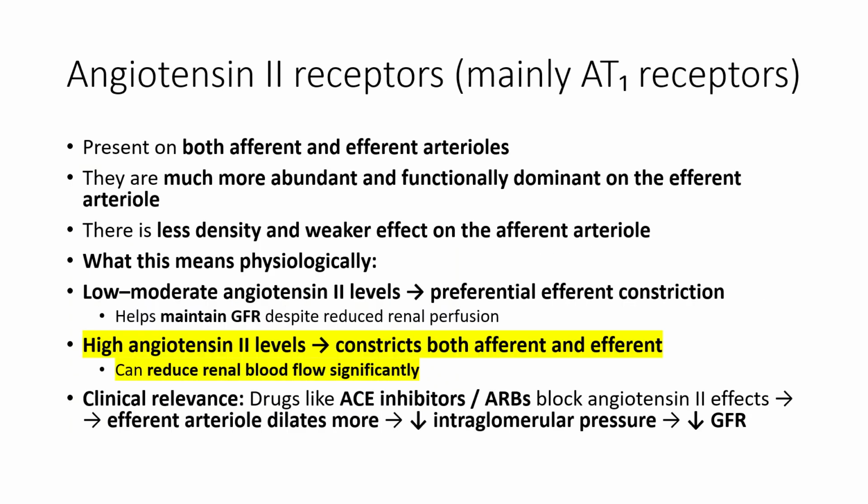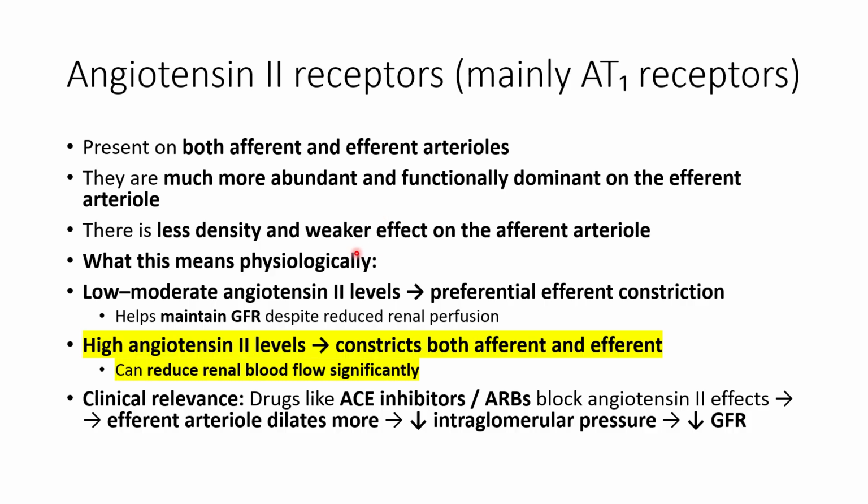Now there is another nuance of this AT1 receptor. In the previous slides, we discussed how it is present on the efferent arteriole, but that is not the whole case. It is present on both the afferent and efferent arteriole. However, the difference is the number of receptors. The number of receptors on the afferent arteriole is far less than on the efferent arteriole. Thus, the action is less on the afferent arteriole as compared to the efferent arteriole.